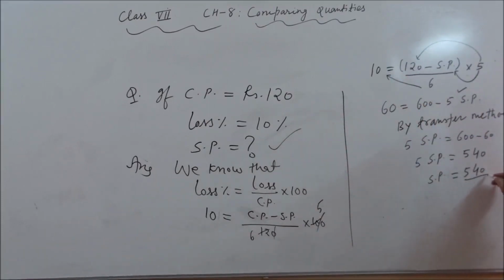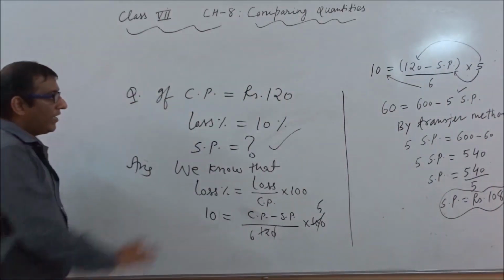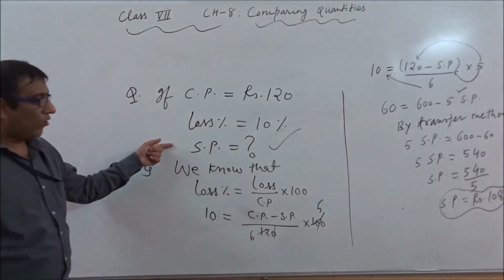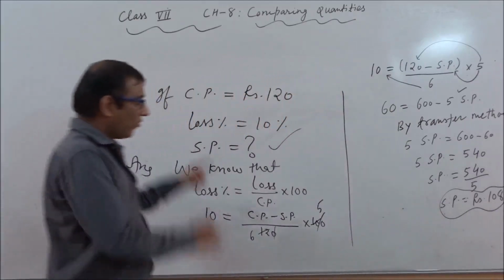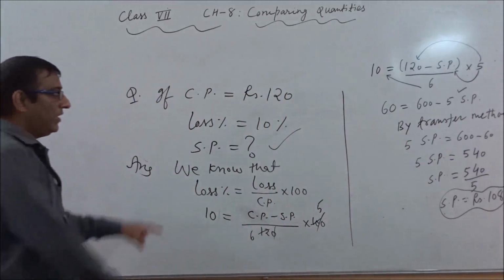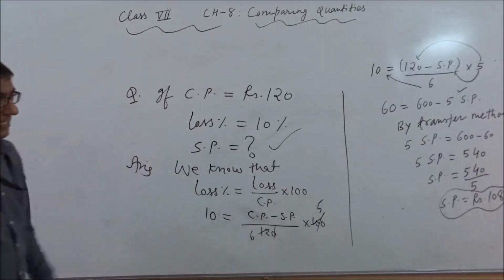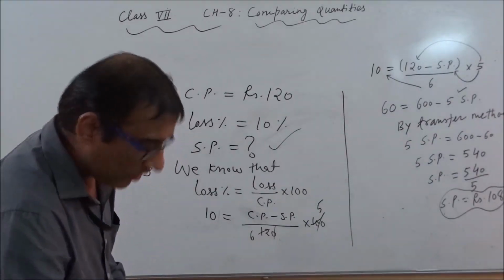When we divide both sides by 5, we will get selling price as rupees 108. It means the selling price of the particular object is 108. So when cost price is rupees 120 and loss is 10%, the selling price is rupees 108. This is the way of solving the question related to loss percentage, and when cost price is given, we can easily find the value of selling price. Now I am continuing with one more question, and that is related with profit percentage.